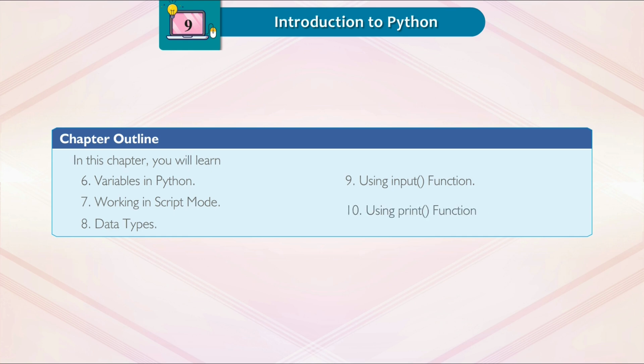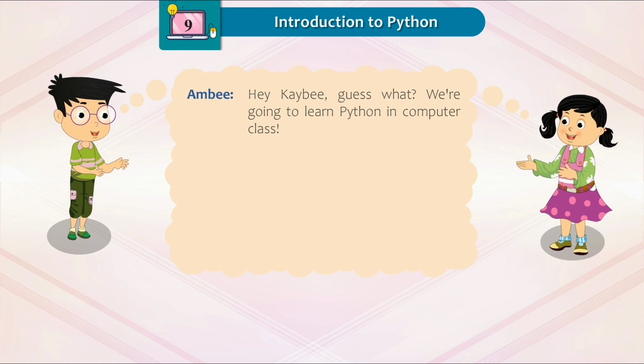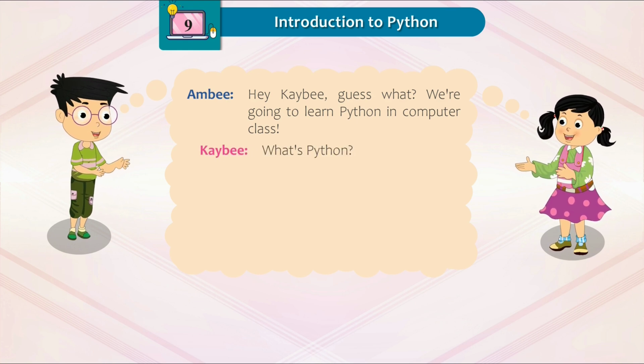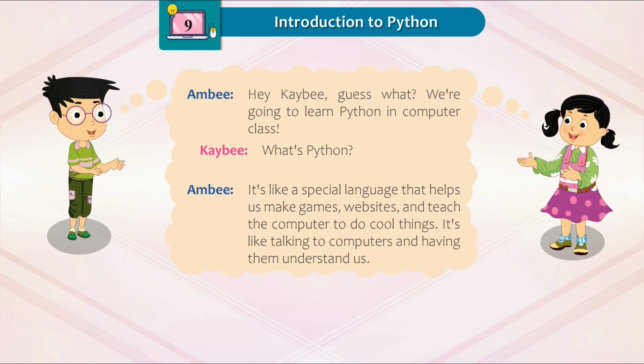Ambi: Hey KB, guess what? We are going to learn Python in computer class. KB: What's Python? Ambi: It's like a special language that helps us make games, websites, and teach the computer to do cool things. It's like talking to computers and having them understand us.